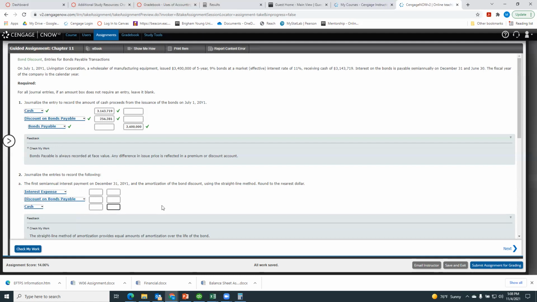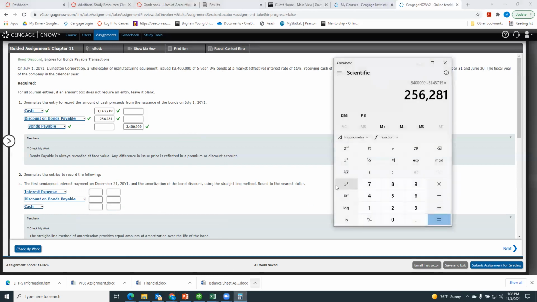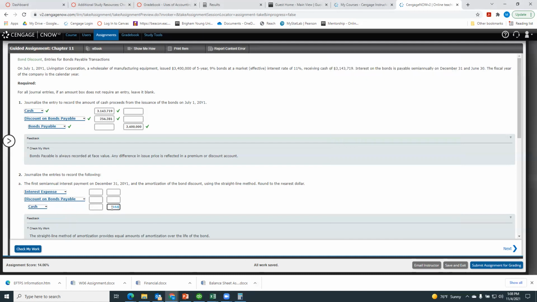I always start with cash because I think it's the easiest to calculate, because a bond pays cash based on its face value and its face interest rate. So I'll say it's 3,400,000, the face value of the bond, times its face interest rate of 9%. That's how much interest it's going to pay in a year. Because this is a semi-annual or 6-month period, I'm going to divide this by 2. So the bond's going to pay out $153,000 in cash. We'll record that as a negative or a credit to cash.